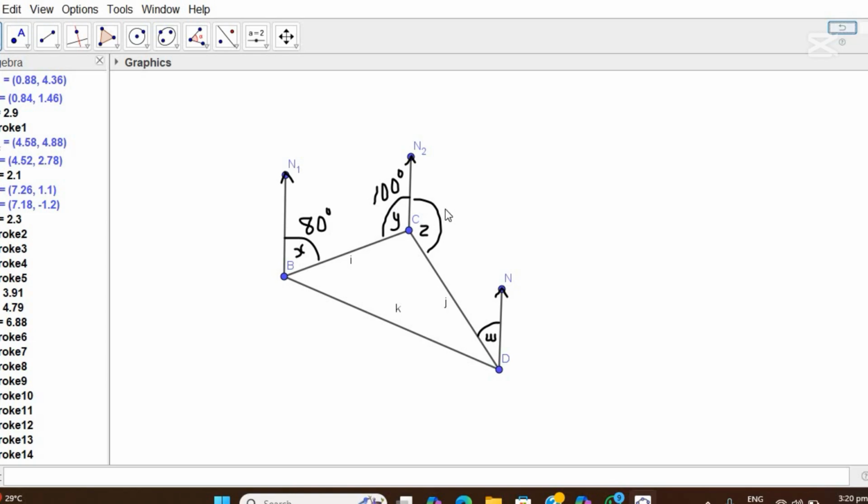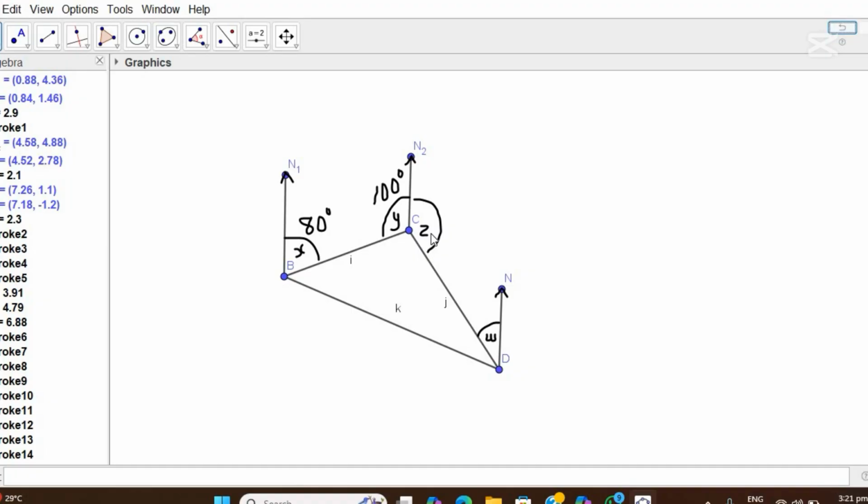It further goes on to tell me that the bearing of D from C. So notice I'm using some terms that you must become familiar with. It tells me that the bearing of D from C. So I come up right here, so at C, and the angle would start on the north line and it comes around here.